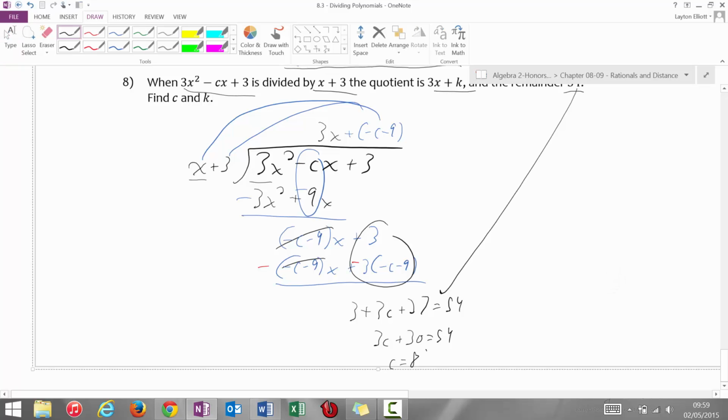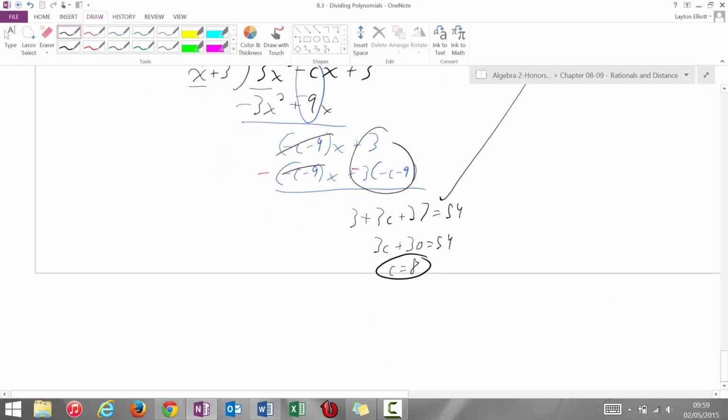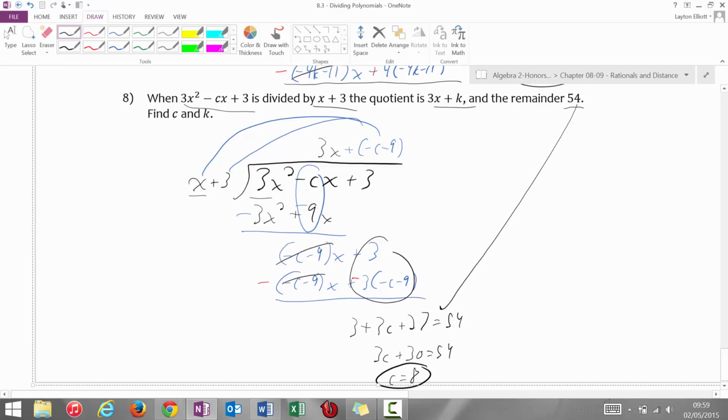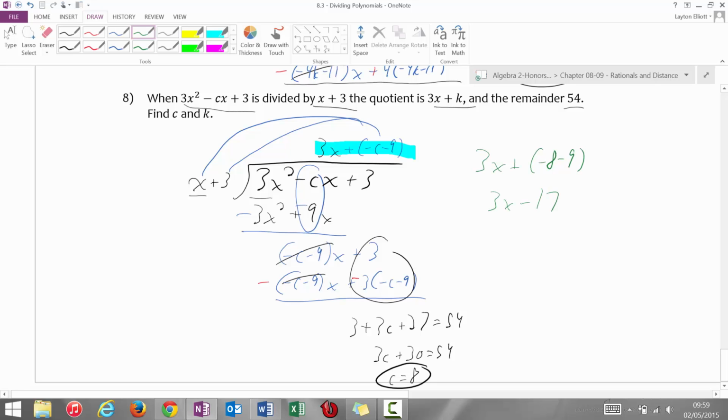Now, that gives me c. What about k? Well, it says the quotient is 3x plus k. Well, I know right here that the quotient is 3x plus this, so if I plug c back in, I get 3x plus negative 8 minus 9, or 3x minus 17. If I compare that to 3x plus k, then clearly you can see that k would have to be negative 17.